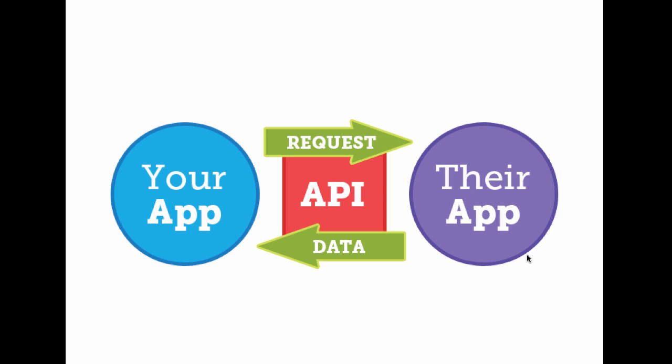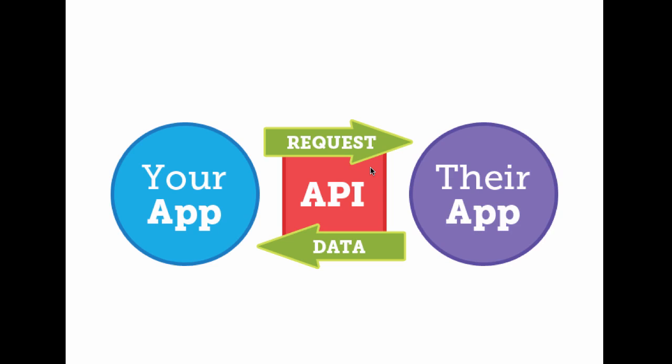API stands for Application Programming Interface, and it's essentially how two computers talk to each other. So your website or your app will make a request to an API of a particular service, that might be Google Maps, Twitter, Facebook, anything like that, and then their app will return data.